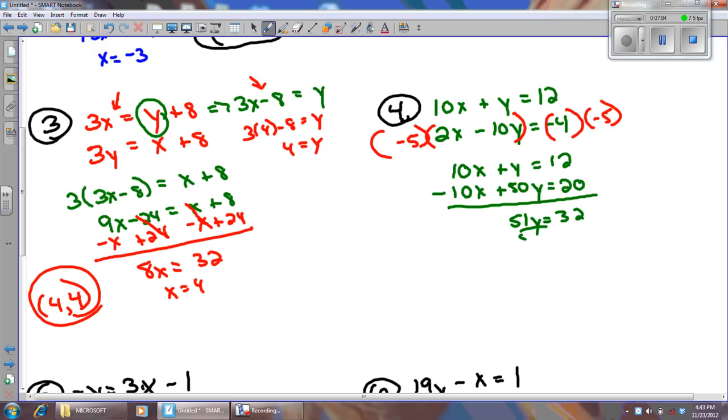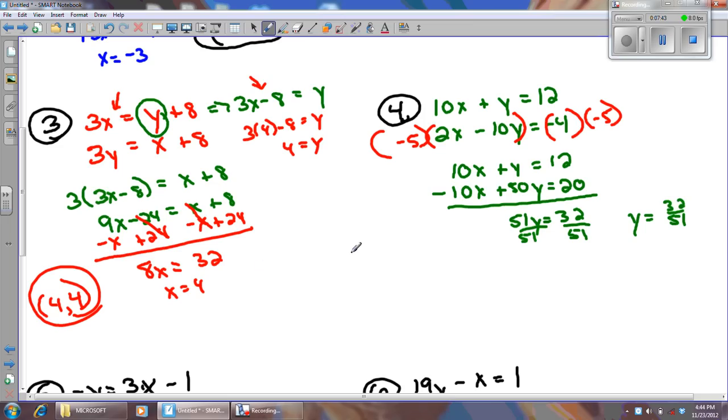And if I divide by 51, ooh, this is an ugly answer. I don't think that simplifies. 3 and 17 don't go into 32, so y coordinate is going to be 32 51sts. So I'm just going to double check my math here. -10, right? Positive 50, and positive 20, and then cancel 51. Yeah, looks like my math is good. All right, this is an ugly answer, but I'm not afraid of it.